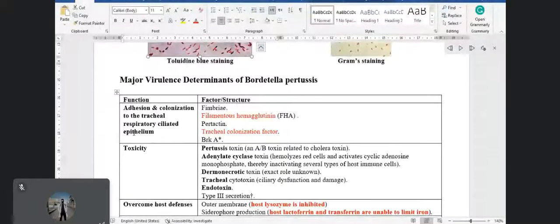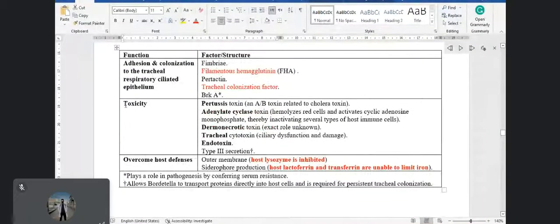Then comes the problem where it releases its exotoxins. We have different types of exotoxins: pertussis toxin A and B, adenylate cyclase toxin, dermonecrotic toxin, tracheal cytotoxin, and the endotoxin since it is a gram-negative bacteria, and we also have the type 3 secretion. Each one of them has a function. The majority cause ciliary dysfunction and damage.